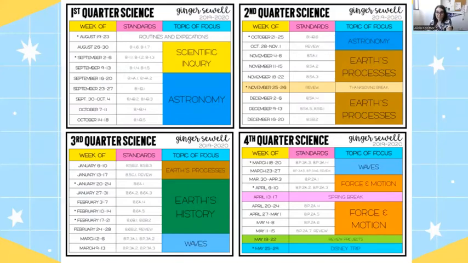So this is a science example, but you can see here we have our first week of school. So she's not teaching any specific standards here. It's just routines and expectations. And then we can see at the end of August and then through the first half of September, she's teaching scientific inquiry. And these are the specific science standards that she's teaching in those weeks. This would be a great idea for you to do. This is a screenshot of something that you could buy on Teachers Pay Teachers.